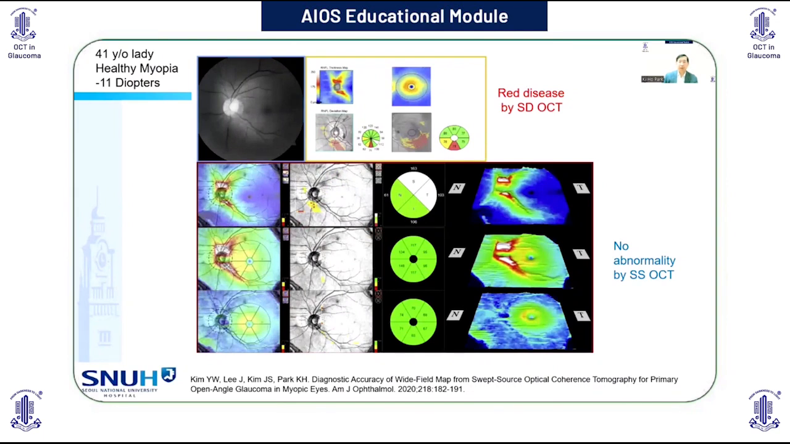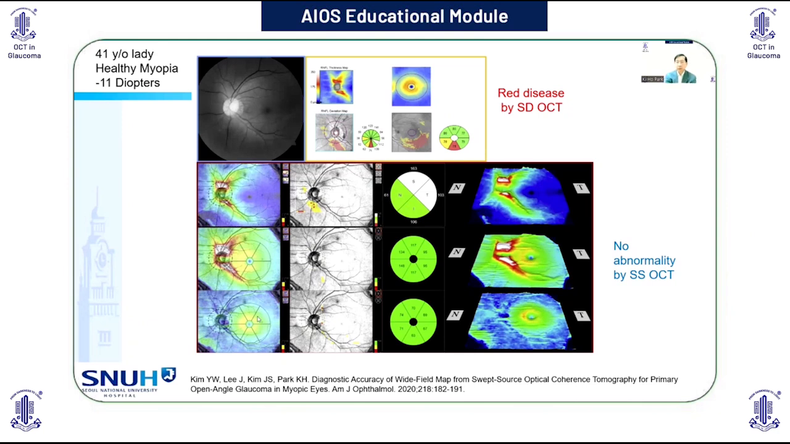Another example is comparing the spectral domain OCT and swept source OCT. This is a healthy myopic eye with -11 diopters, and it shows red disease in spectral domain OCT. You can see red disease here inferiorly in the ganglion cell layer. But swept source OCT did not show any abnormality. It did not show red disease, and did not show a pseudo defect.